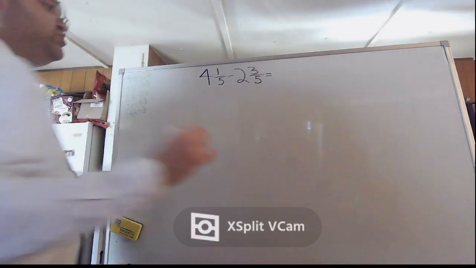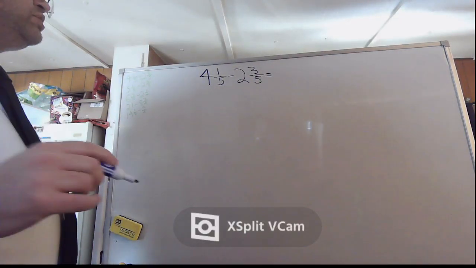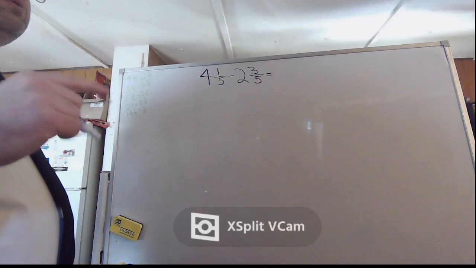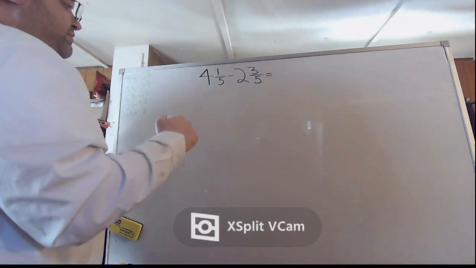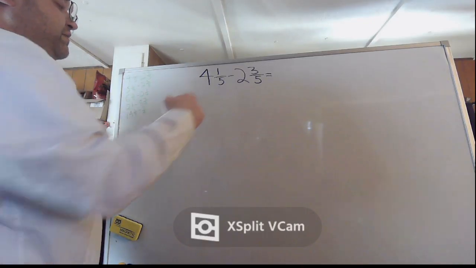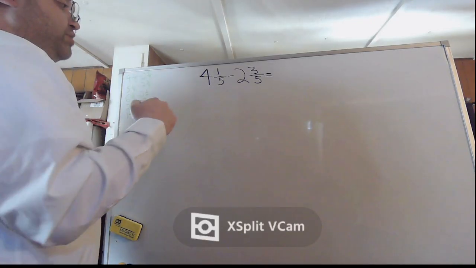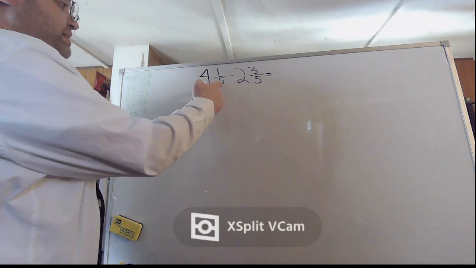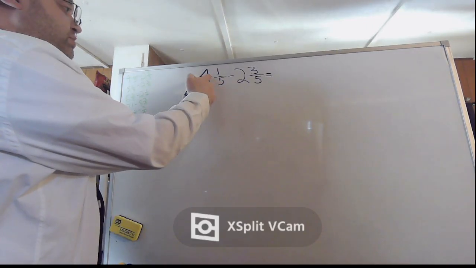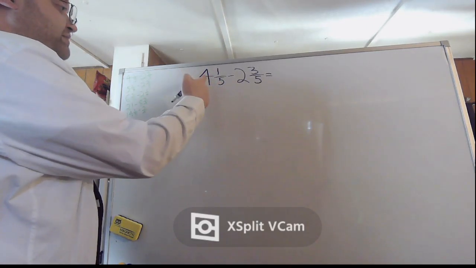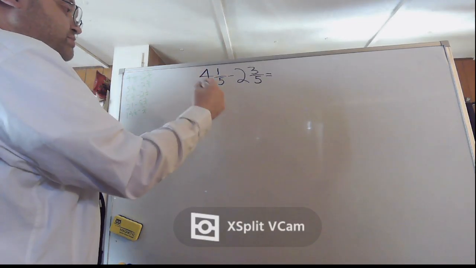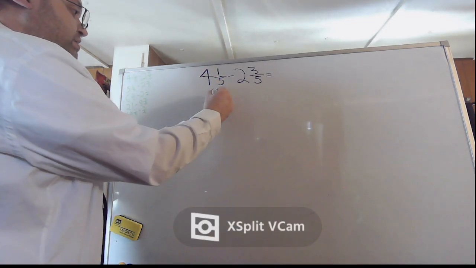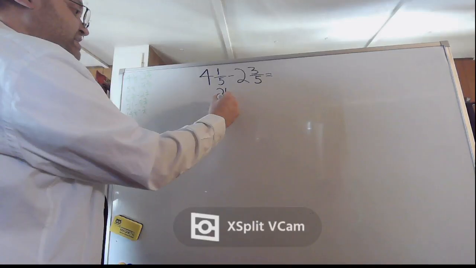When you're subtracting mixed numbers, what you're going to want to do is convert each of these to an improper fraction first. So for the first one, 4 1/5, to convert that mixed number into an improper fraction, we take the denominator 5, multiply it by the whole number 4, so 5 times 4 is 20, plus the numerator, which is 1, so 20 plus 1 is 21. Your denominator stays 5.